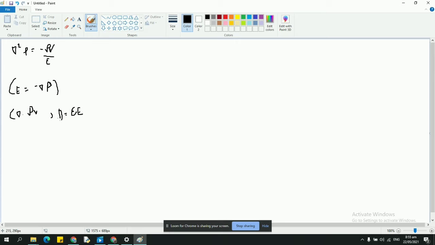So, we let electric field be equal to the negative del phi as equation 1. And the divergence of electric flux density, which is equal to the total volume charge density, as equation 2.